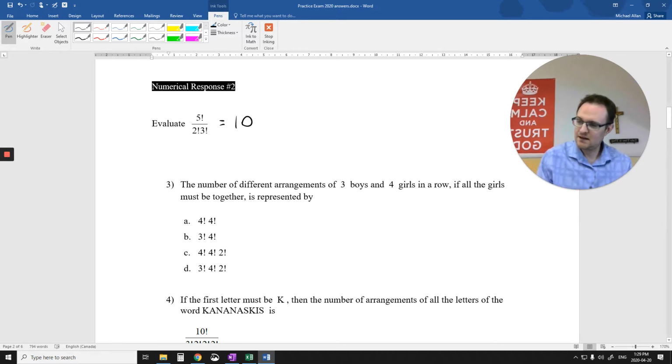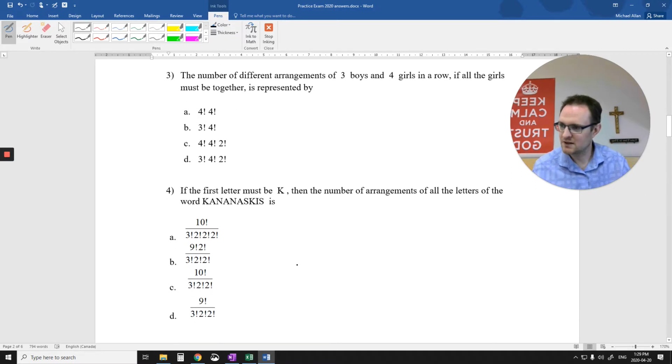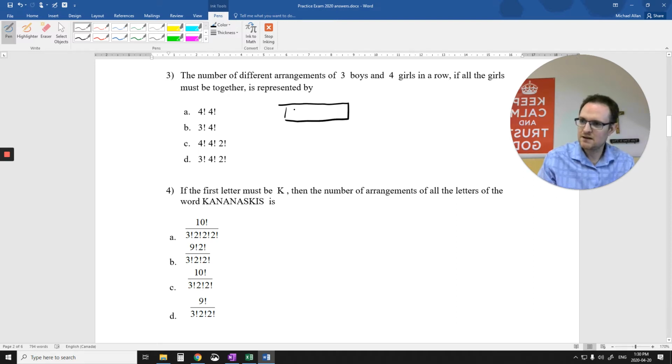Sorry about that. Question 3 and 4, I don't like the way the choices are set up. The answer is kind of hidden away from how I would approach this question. But the number of arrangements of 3 boys and 4 girls in a row, if all the girls must be stuck together. So let's just say all the girls are this big box right here. So there are 4, 3, 2, 1 ways of rearranging the girls. You can do the math on this one and say that there are 24 ways to rearrange the girls.